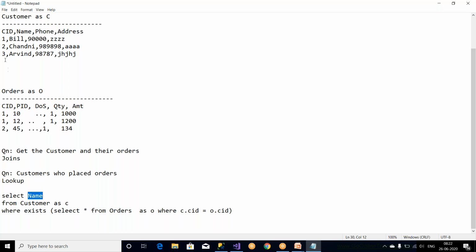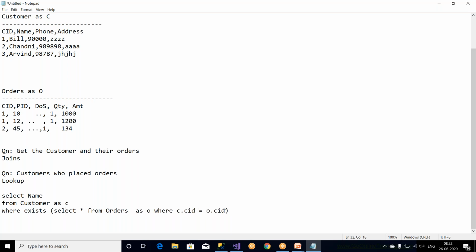Clear? Then it will go to the second row. It is going to verify, is it a 2? No. Is it a 2? No. Is it a 2? Yes. At least one. If you placed at least one order, you have done the orders, right? So then it will also become true. Then it will take 3 and verify. Is it 3? No. Is it 3? No. Is it 3? No. It's going to be doing an existence check. Clear?